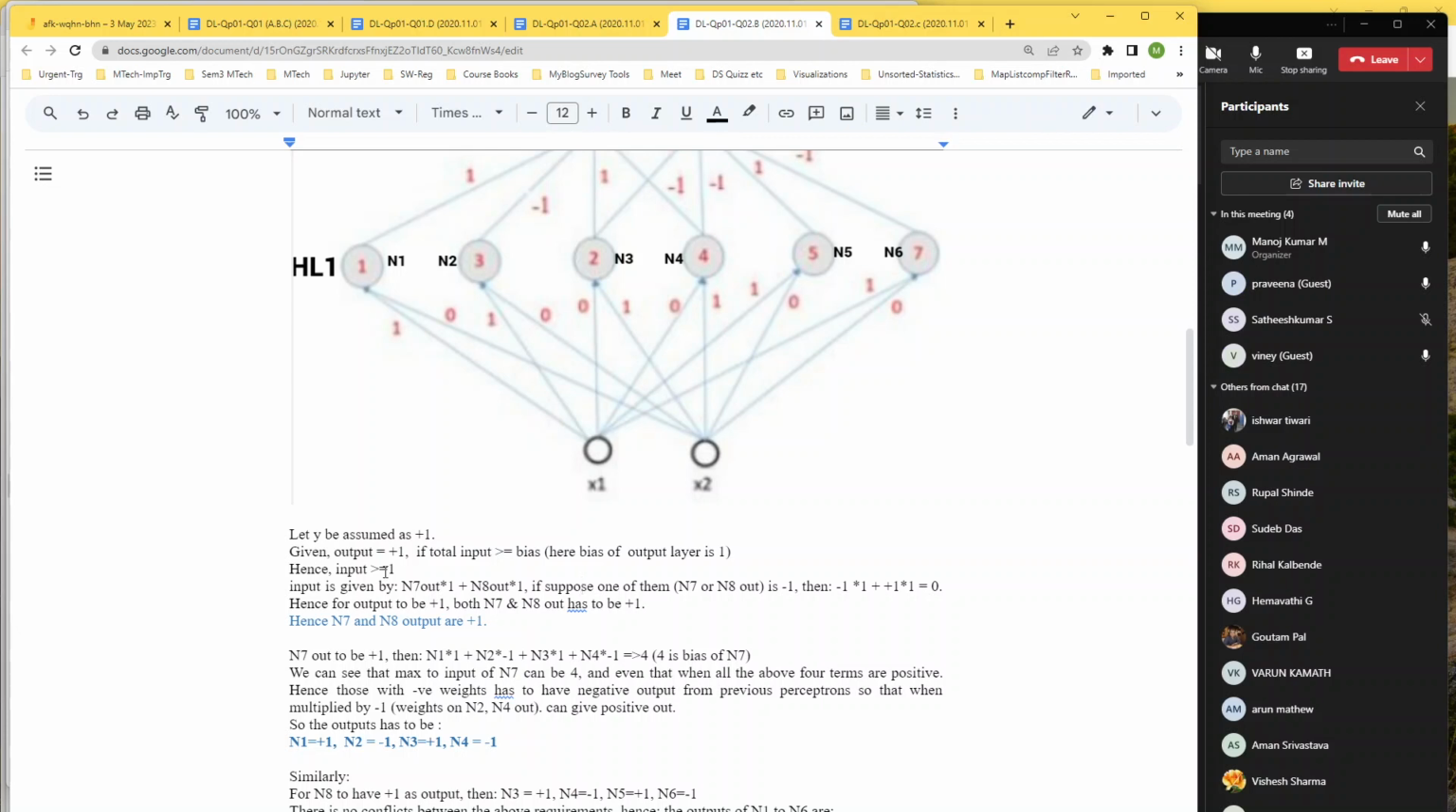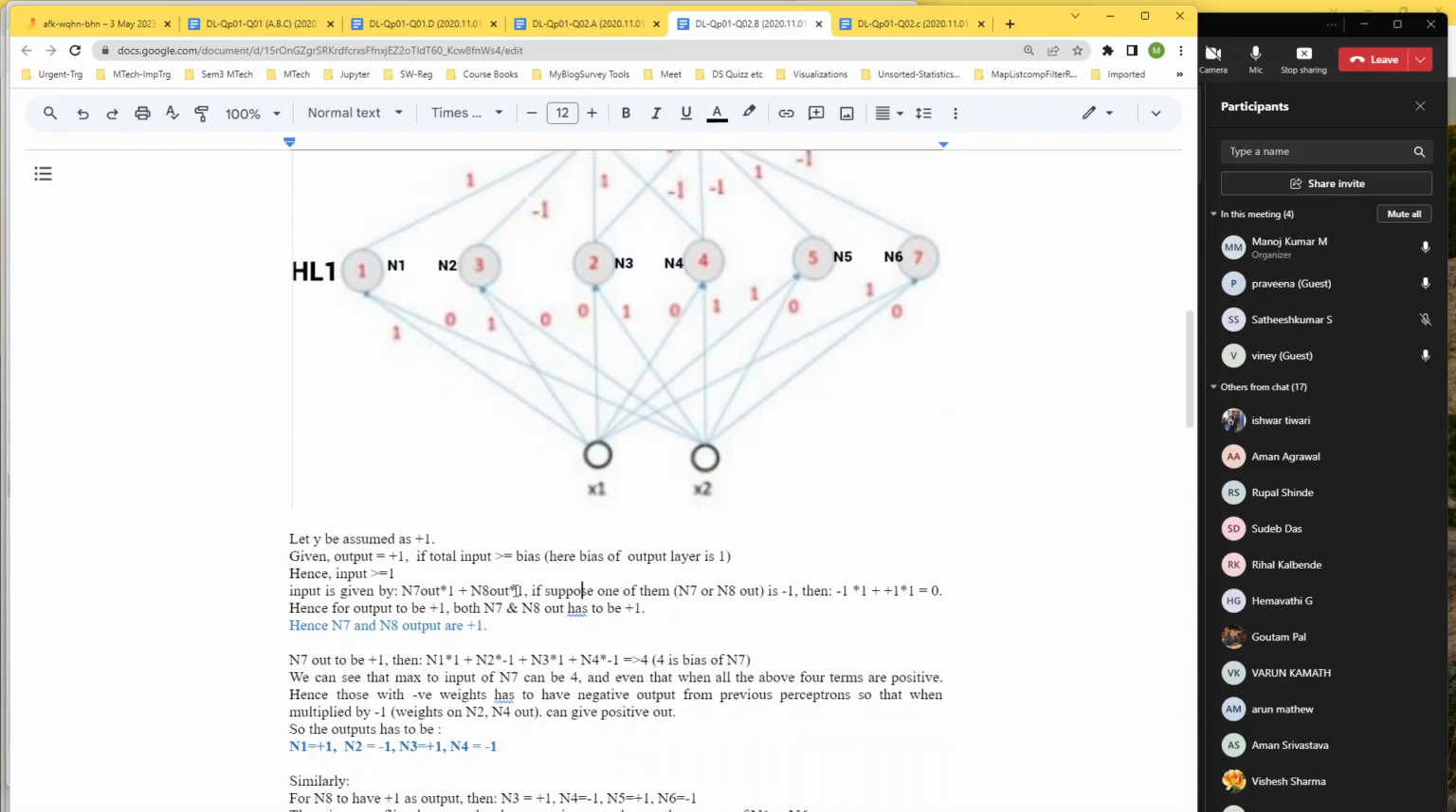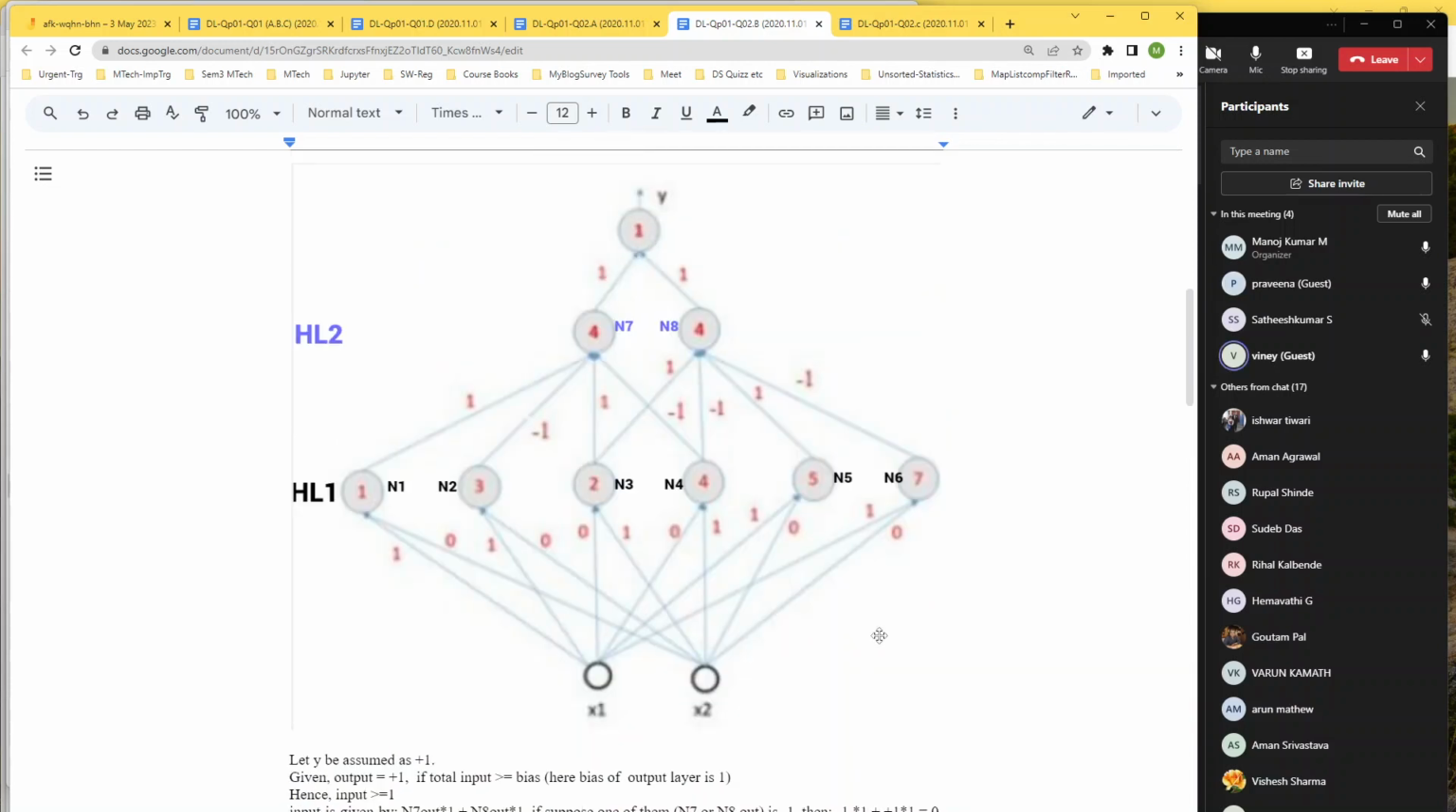Here I have written: output plus 1 if the total input is greater than bias. Here bias is 1, hence input has to be greater than 1. Input is given by N7 into N7 out into 1, plus N8 into N8 out into 1. This too is 1. Okay.